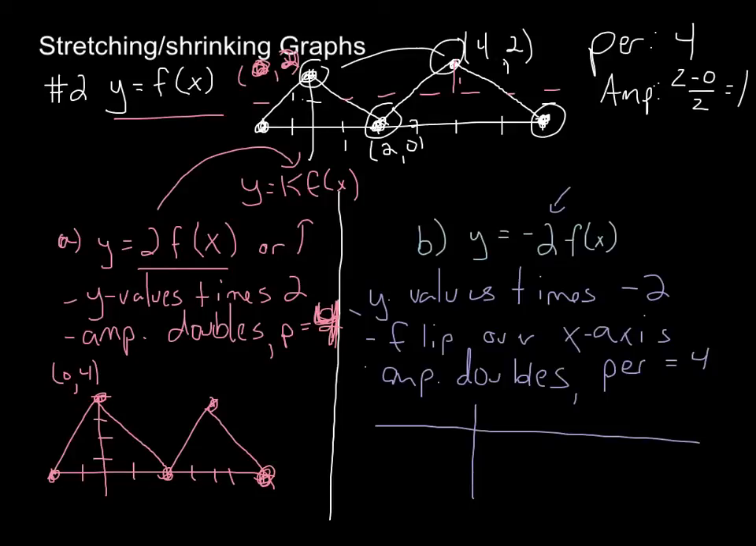Instead of the original graph, which started up here at 0, 2, take 2 times -2, you get -4. We start at 0, -4. Instead of -2, 0, well, it's still -2, 0. And 2, 0 is still 2, 0. But instead of 4, 2, it's 4, -4. There we go. That's what it looks like. It's been flipped. It's upside down.